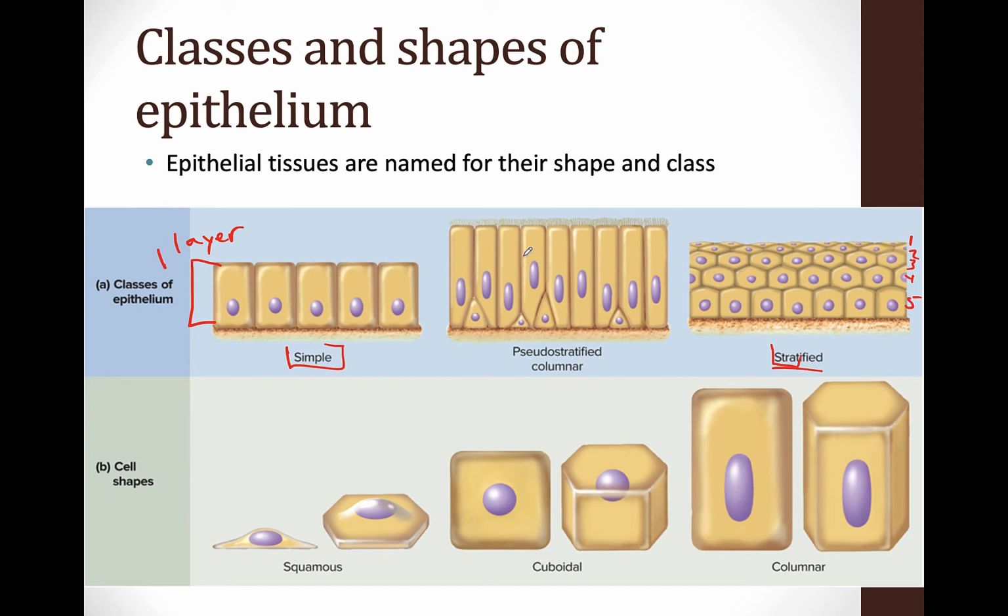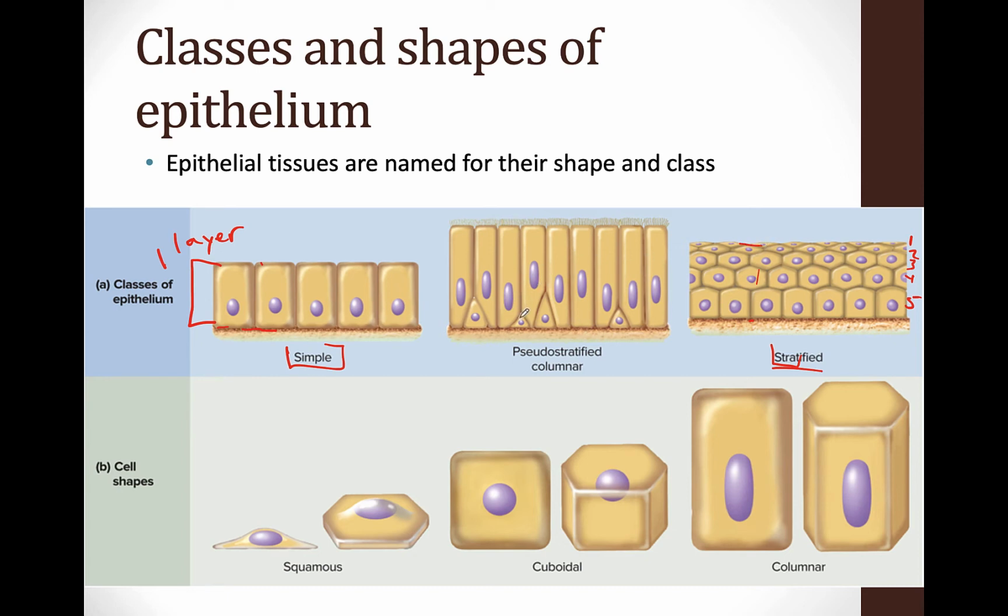So when you're going to look through the different classifications of epithelial tissue, you're either going to be simple, meaning you have one layer where every single cell touches the basement membrane and every single cell touches the top. Or stratified, where only the bottom layer touches the basement membrane and only the top layer touches the top.